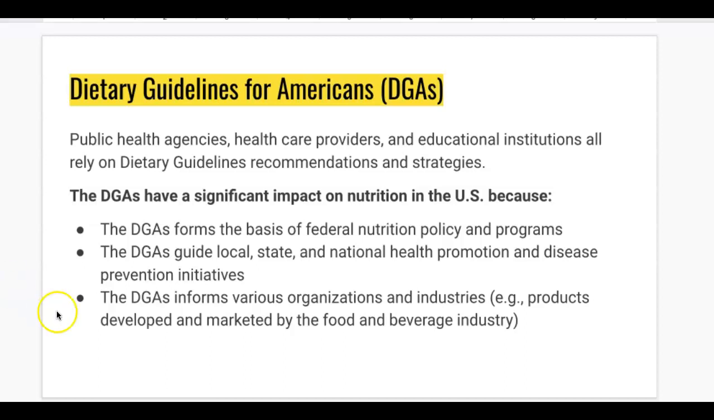So finally, the DGAs inform organizations and industries of what Americans need and maybe also what they'll be interested in. For instance, if sodium is a nutrient of concern determined by the dietary guidelines, manufacturers may be more interested in selling products that are lower in sodium because Americans are going to be more interested in eating a lower sodium diet.